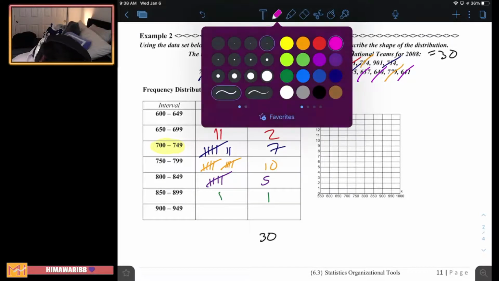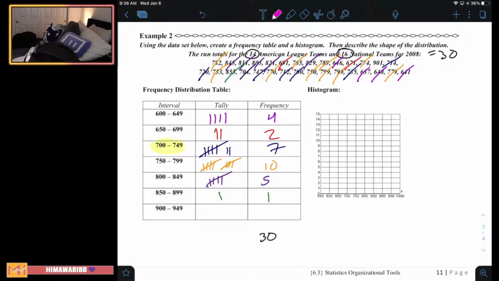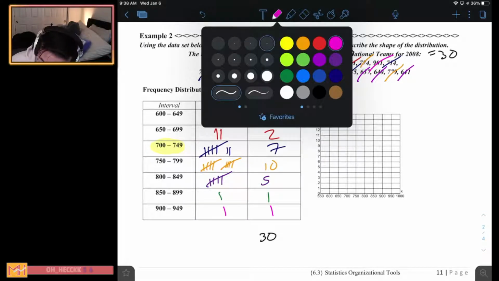And then the last one. Is there a number I haven't crossed out? Right there. And one of those. Okay, we did it. So you might slow me down now, so that way you know how to draw a histogram.